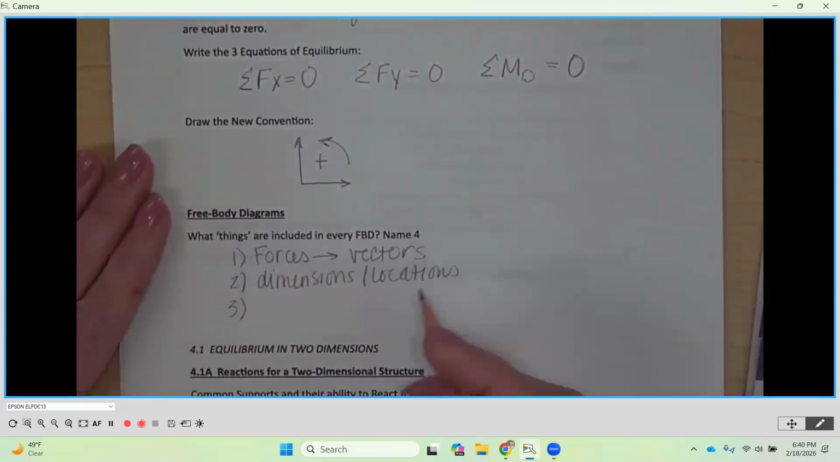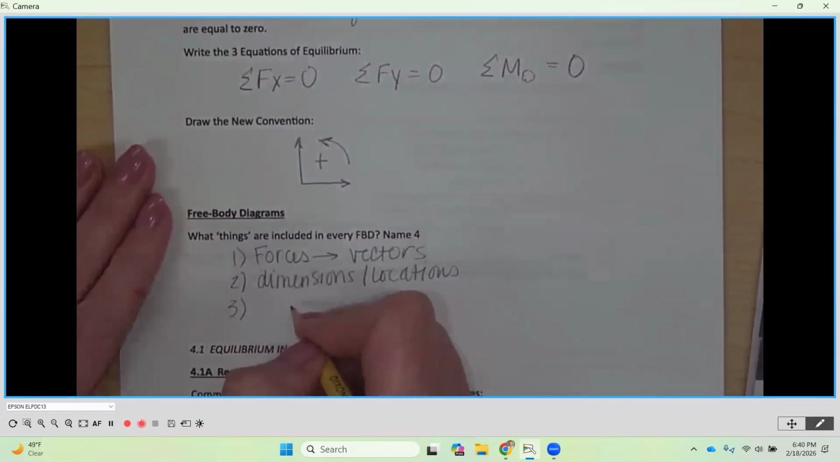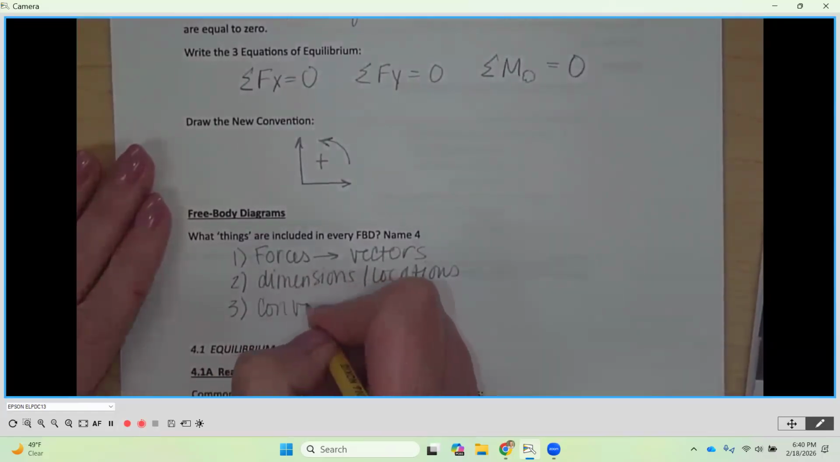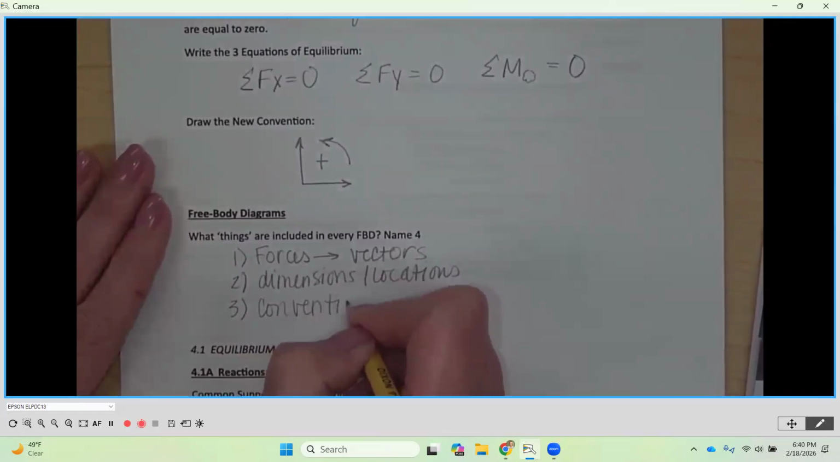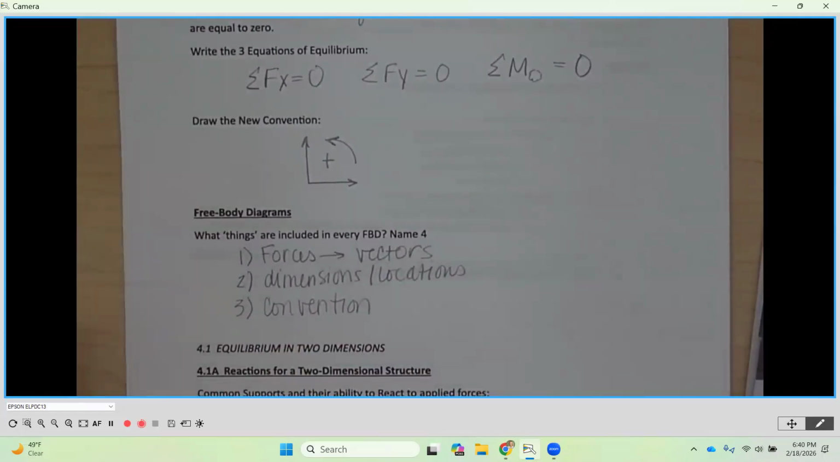Another item that we're going to have to make sure that we add is going to be the convention. The convention lets us know as we work down into our equations why we're assigning positive and negative to something. So each one of your problems always needs to start with a convention. And we always put that right by the free body diagram too.